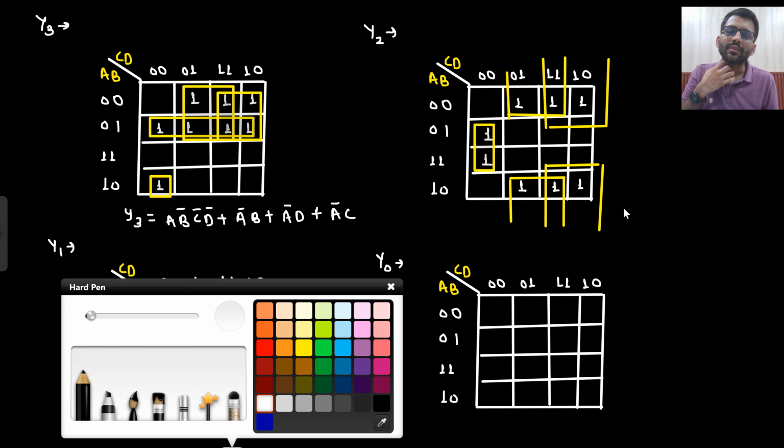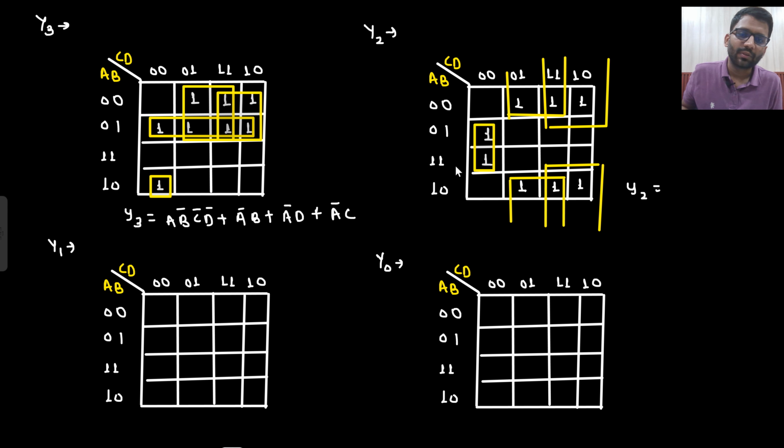Okay, so what will be your Y2? Y2 is B C bar D bar plus B bar, and here what is same? B bar D plus, here what is same? Again B bar is same, and in this one C is same. So Y2 is B C bar D bar plus B bar D.